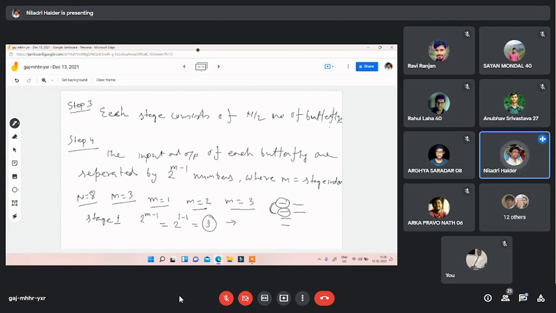The same thing for stage 2 will be 2 to the power m minus 1. So 2 to the power 2 minus 1, that is 2. So for stage 2, for the input you have to take the first bit and, with 2 separation, 1, 2, the third bit. So first bit and third bit will be your input. Clear or not?